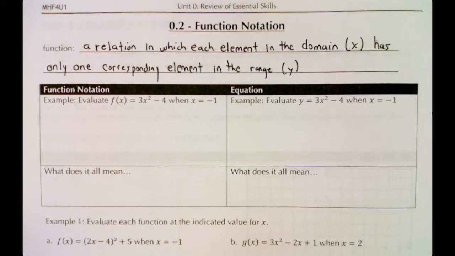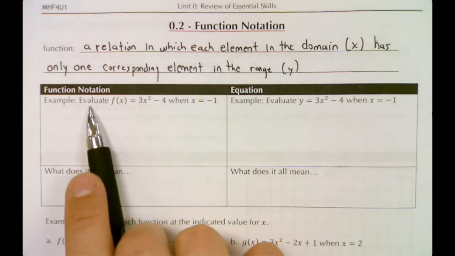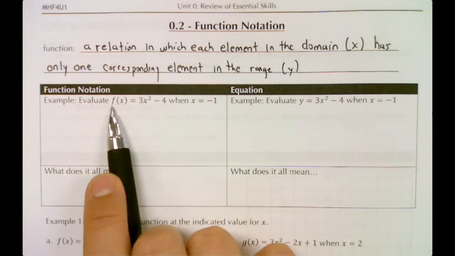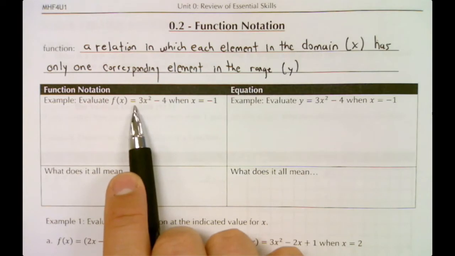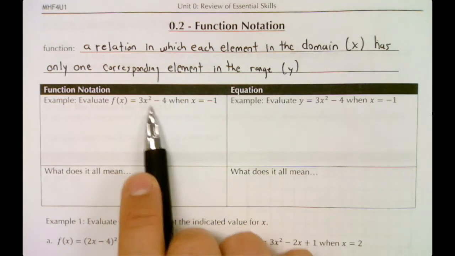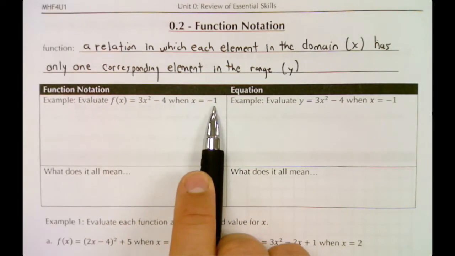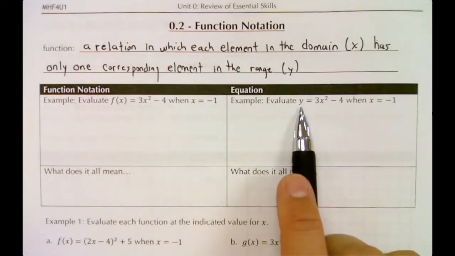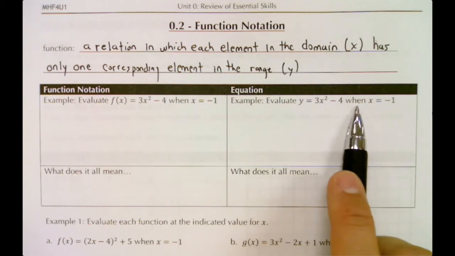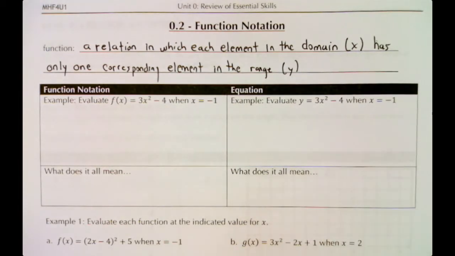So for example, we have function notation versus an equation. When we use function notation, we might write evaluate f of x, so the function of x, when that's equal to 3x squared minus 4 when x is negative 1. If we were talking about an equation, we'd have the equation y equals 3x squared minus 4 and be asked to evaluate when x equals negative 1. It looks the same, and the answer is the same, just the way it looks is a little bit different.